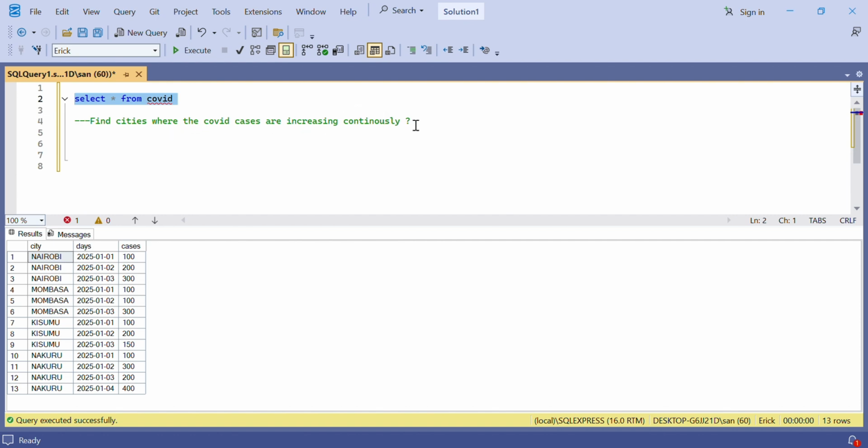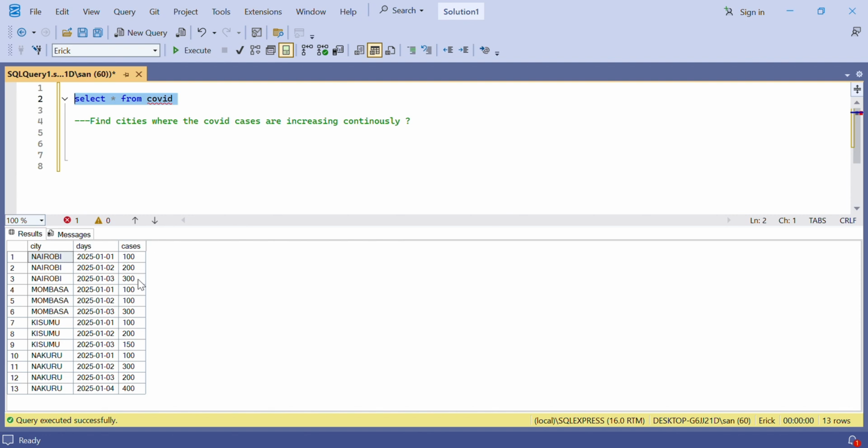This is the table containing the COVID information. We have city, days, and cases. The cities are Nairobi, Mombasa, Kisumu, and Nakuru. Our question is to find the city where COVID cases are increasing continuously. That means as the days increase, the cases should also increase.